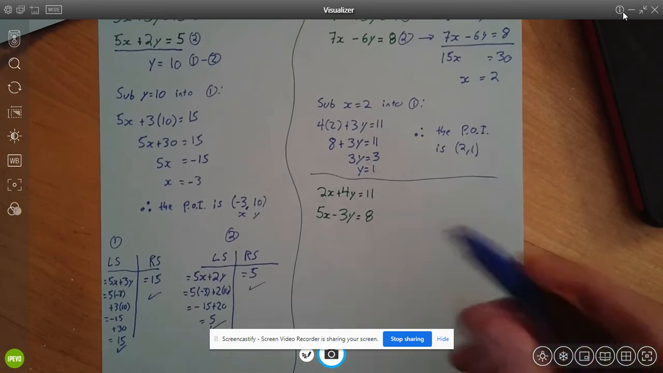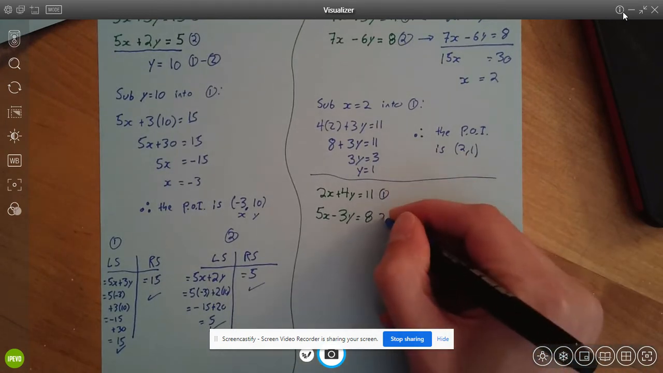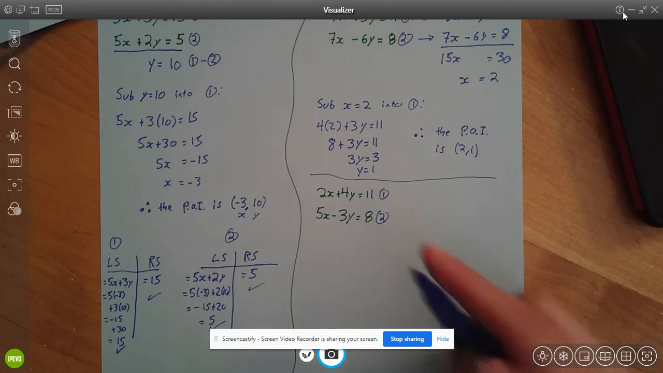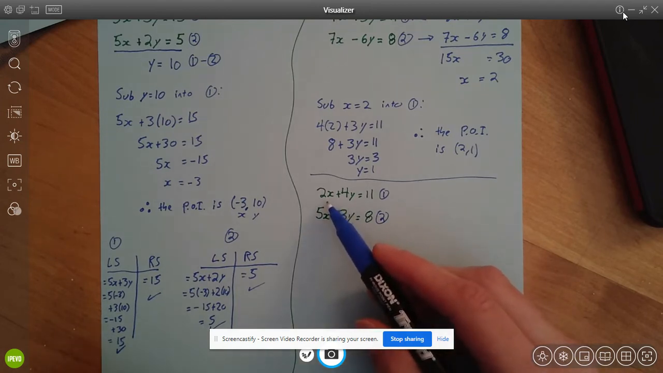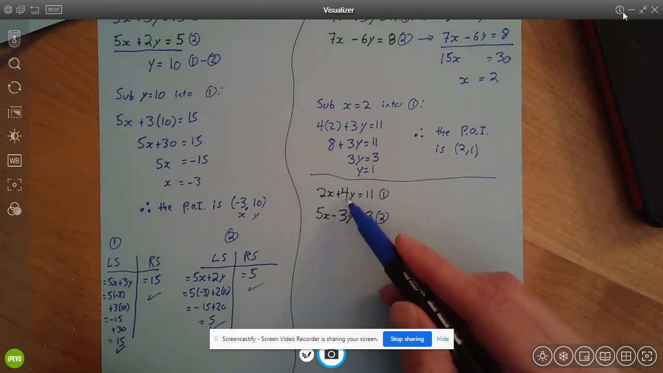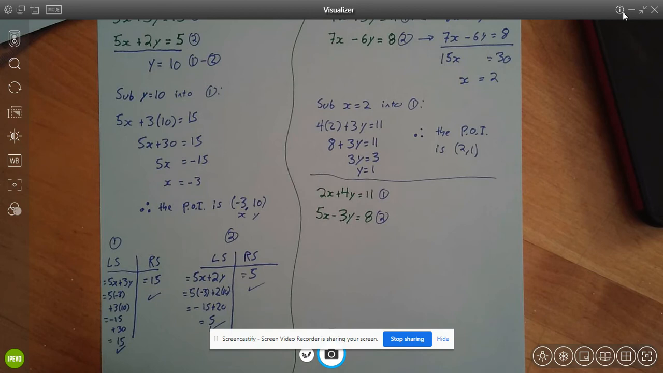Let's just do one last example. I've got equation 1 and 2. I might not do the whole question this time. Here, I want to try to get the coefficients to line up. But I can't multiply 2 by anything to make 5. I can't multiply 3 by anything to make 4. So I'm actually going to need to multiply both equations by constants.